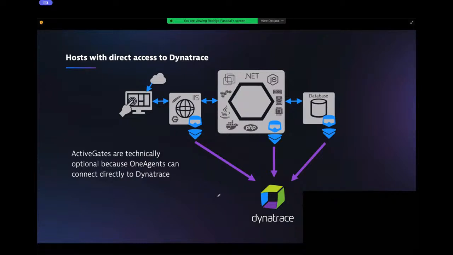As I said at the beginning, ActiveGates are technically optional because the OneAgent can connect directly to Dynatrace. But 99.9% of customers will use them, not only because they have a lot of agents and it makes sense, but because they start using extensions, and to use extensions, they have to use ActiveGates.